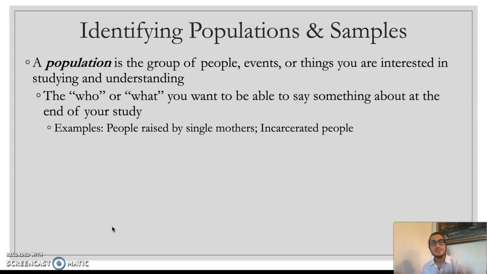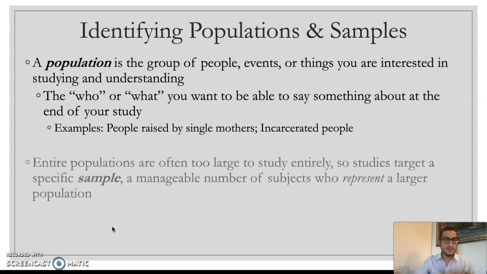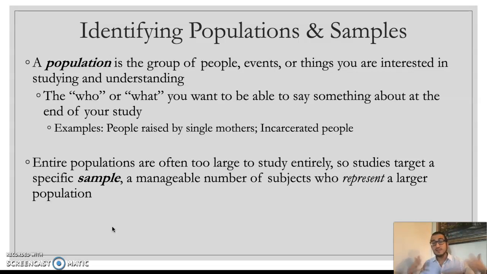Examples of populations could be people raised by single mothers, incarcerated people, etc. So if my research is interested in better understanding the experiences of single mothers, the population, the group of people that I'm trying to say something about, would be single mothers. An entire population is often too large to study within a particular research project, right? There's no way I could conduct a study examining the attitudes or behaviors of every single mother that is currently living. There's too many. It'd be impossible to collect all of those people. How would I find access to every single mother?